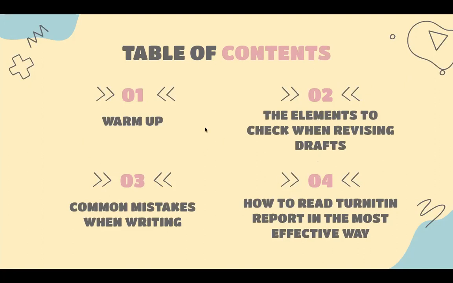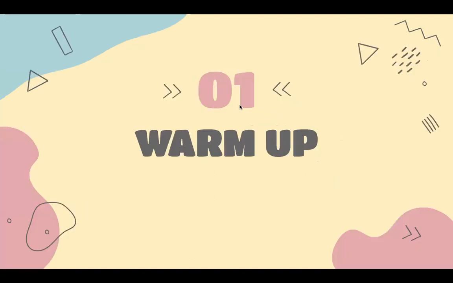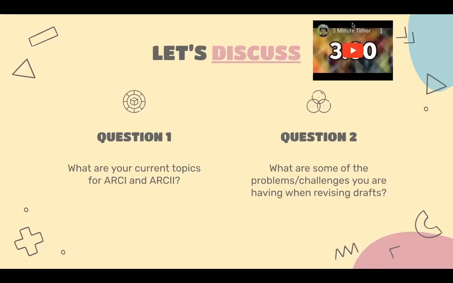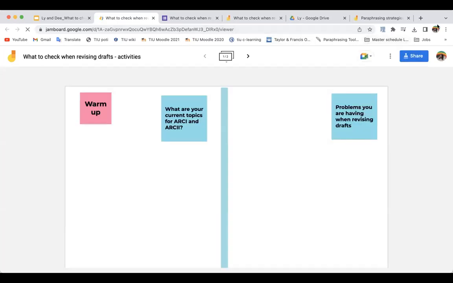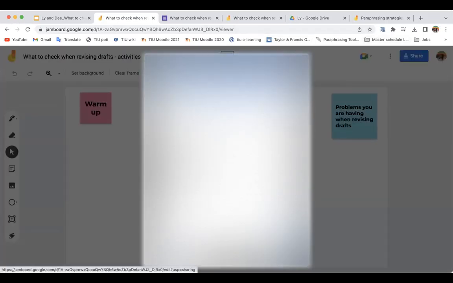All right, let's come to the first part, our warm-up. We're going to have two questions here using a Jamboard. The first question is, what are your current topics for ARC1, ARC2? And the second question is, what are some of the problems and challenges you're having revising a draft? So here is the Jamboard. I'm going to copy the link for you. Just fill it in. Here's the link to the Jamboard.